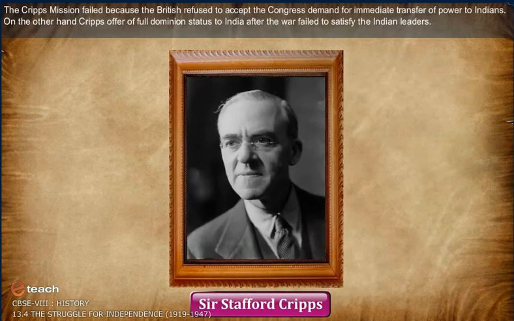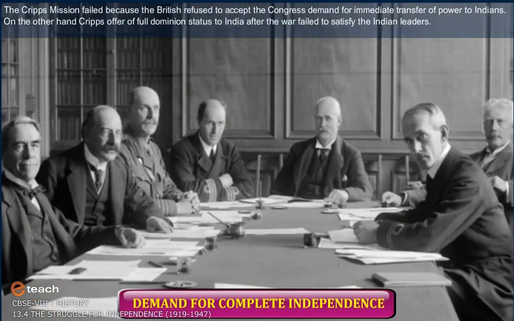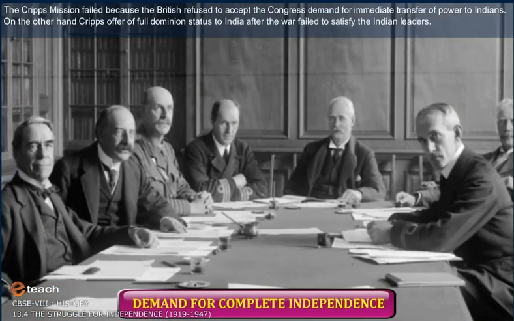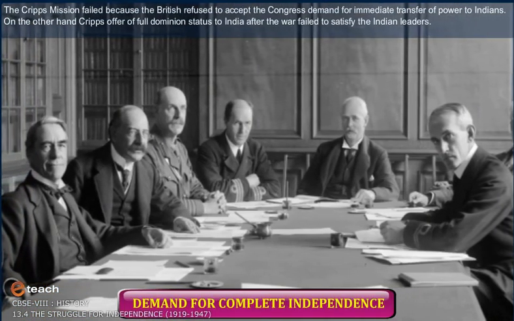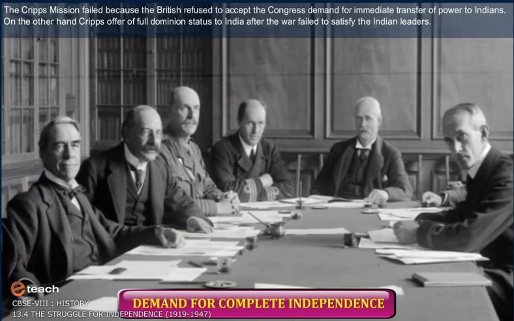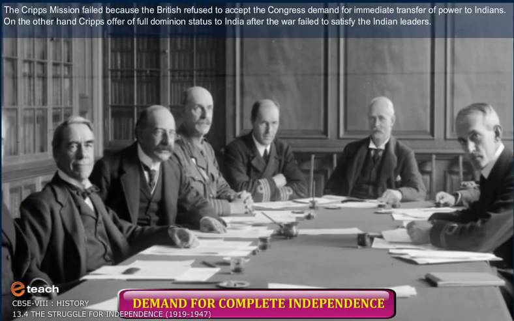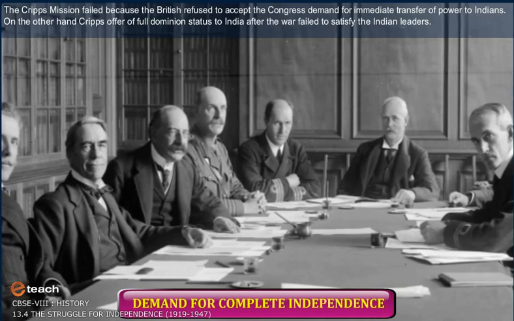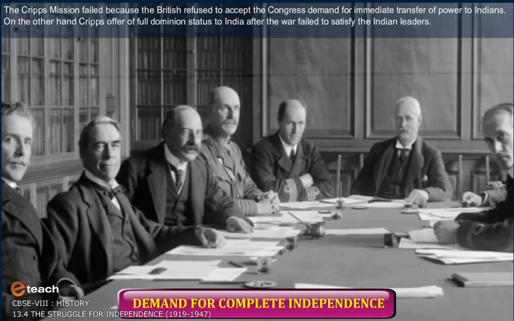The Cripps mission failed because the British refused to accept the Congress demand for immediate transfer of power to Indians. On the other hand, Cripps' offer of full dominion status to India after the war failed to satisfy the Indian leaders.